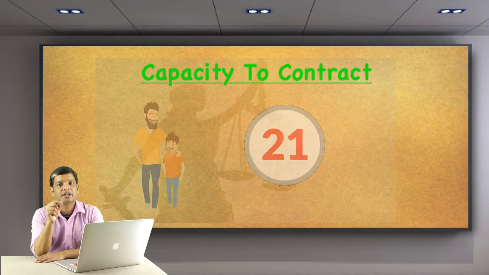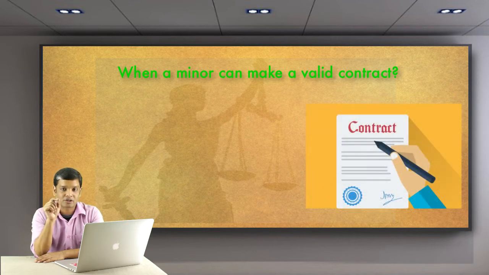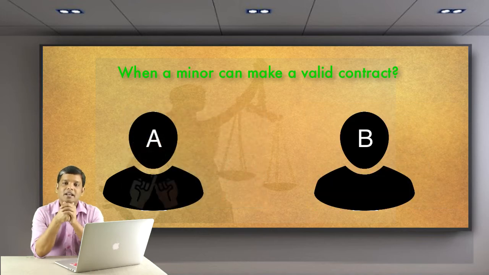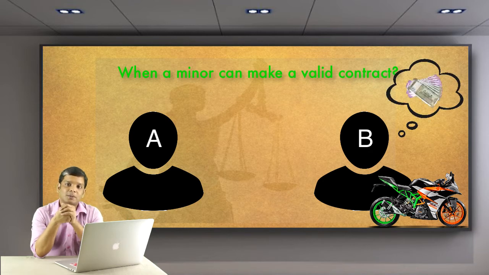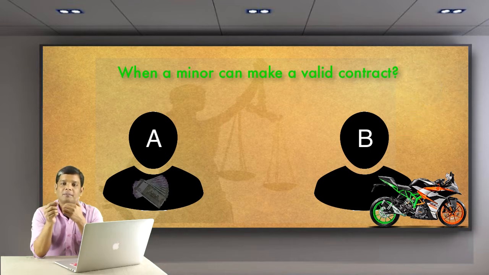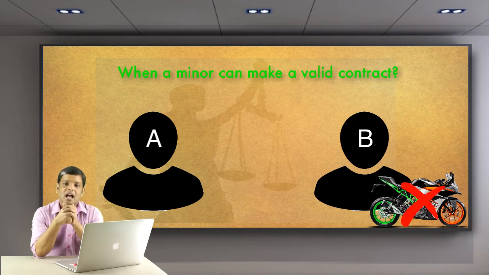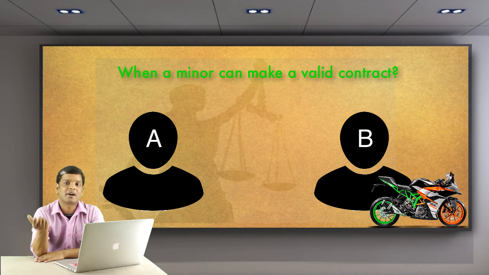The second point that you need to focus on is the exception when a minor can make a valid contract. Focus, I said a valid contract. How? Say a minor makes a contract with a major, A and B. A is a minor, he promised to buy B's bike and B is ready to sell his bike at the price of 10,000 rupees. A, who is a minor, paid the 10,000 rupees. Now B refuses to give the bike and claims that A is a minor, so this is not a valid contract, and he wants to take undue advantage of this.